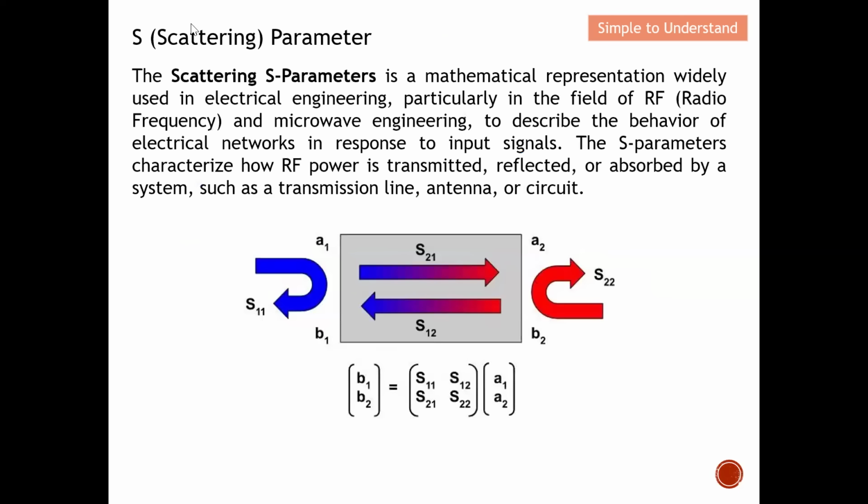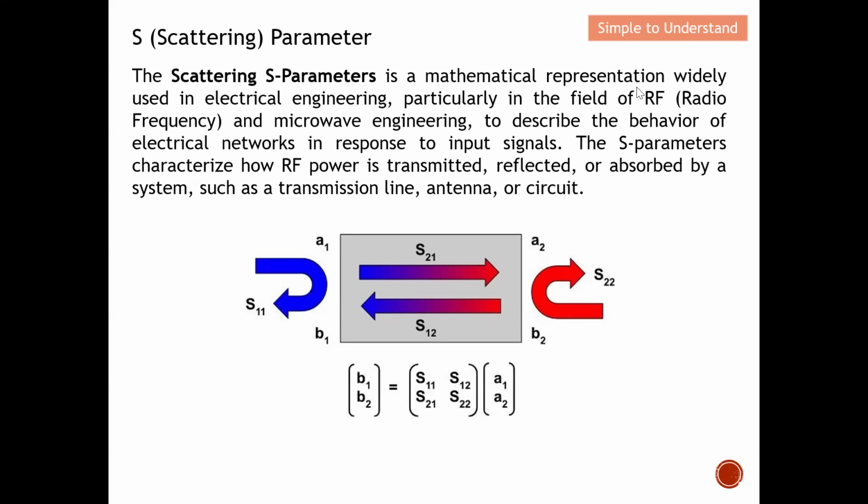Let's start our discussion on S parameters. The scattering S parameters are a mathematical representation widely used in electrical engineering, particularly in the field of RF and microwave engineering. Basically, S parameters are widely used at high frequency, meaning at RF or microwave frequency. They are used to describe the behavior of an electrical network in response to an input signal.